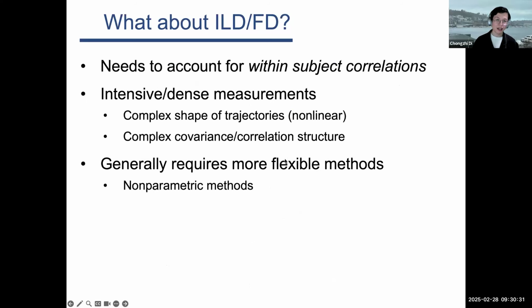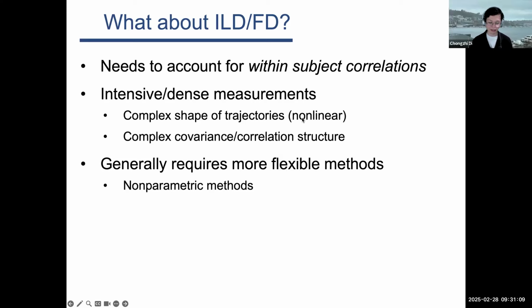But now, if we switch gears to the intensive longitudinal data, we still need to account for this within subject correlation. But because the data are much more intensive and much more dense, the two implications are, first, the shape of trajectories is probably much more complex. You would see all kinds of different shapes and curvatures. So usually a linear model would not be sufficient. We want to try a nonlinear model.